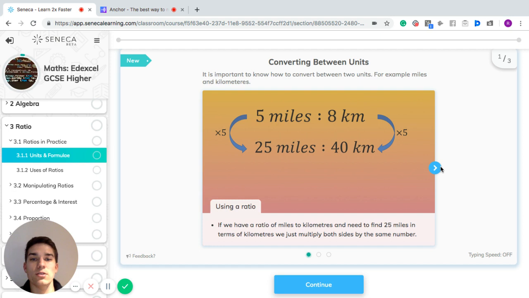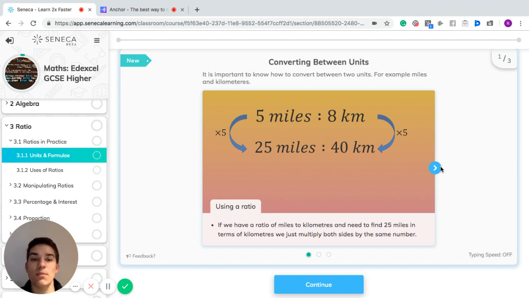So we know, or you need to know, that 5 miles is the same as 8 kilometers. So what we can say is that the ratio 5 miles to 8 kilometers is consistent with any calculation that you want to work out when you're converting between miles and kilometers. So if we want to find 25 miles in terms of kilometers, we know that 5 miles will need to be multiplied by 5 to get to 25 miles.